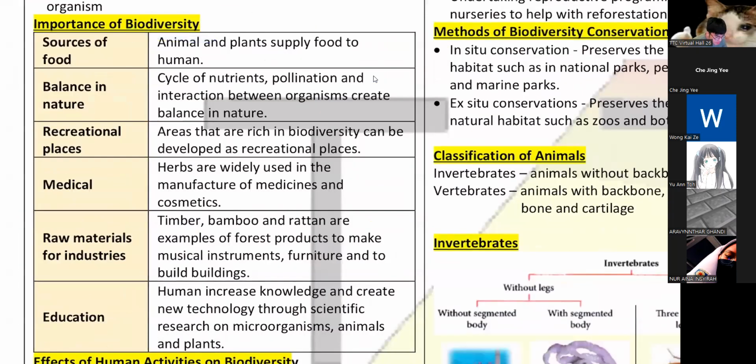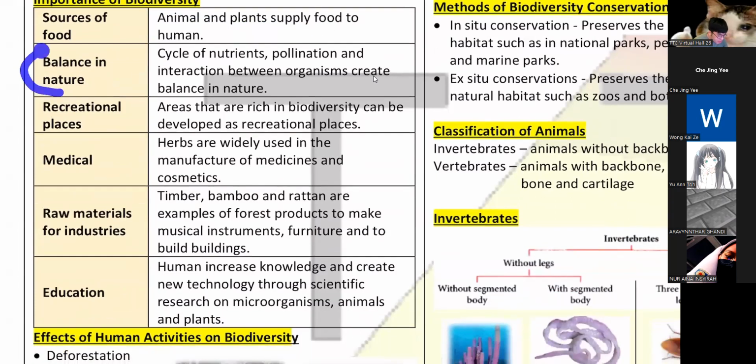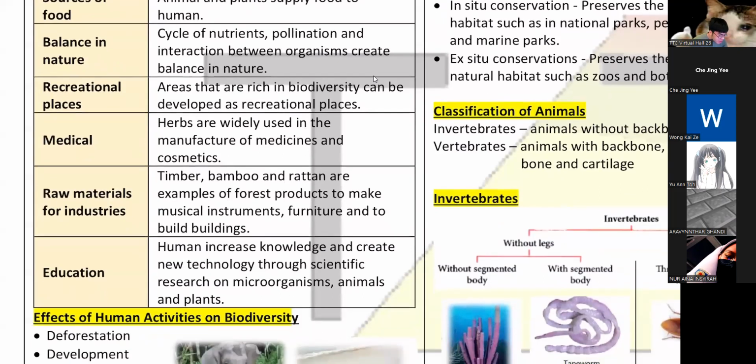All right, so why is biodiversity important? Why do we need so many living things around us? Why do we need thousands of types of animals around us? Because number one, they are the source of food, sumber makanan. Animals and plants supply food, memberikan makanan. Balance in nature, we need to keep nature in balance. We humans, it is our job to take care of nature, to take care of the environment. This is keseimbangan semula jadi. We need to maintain everything in balance.